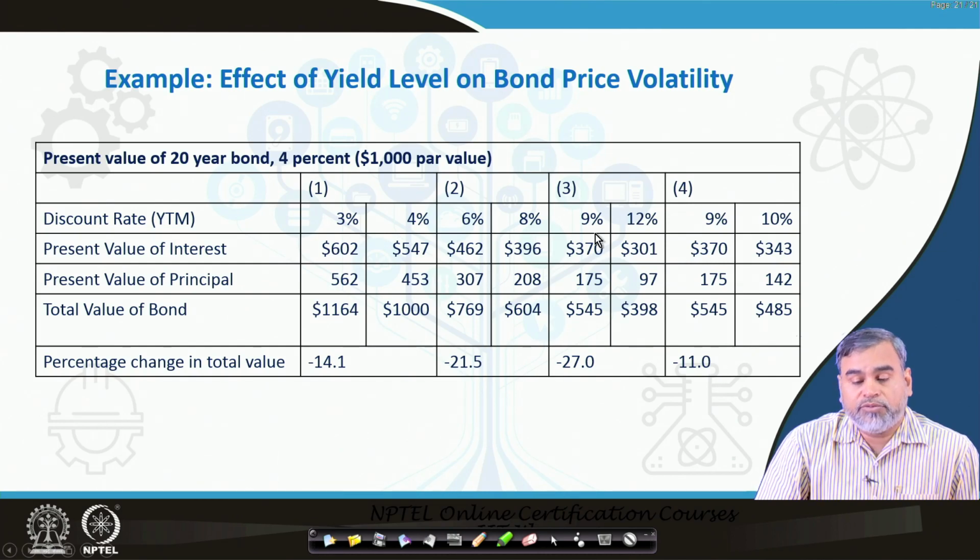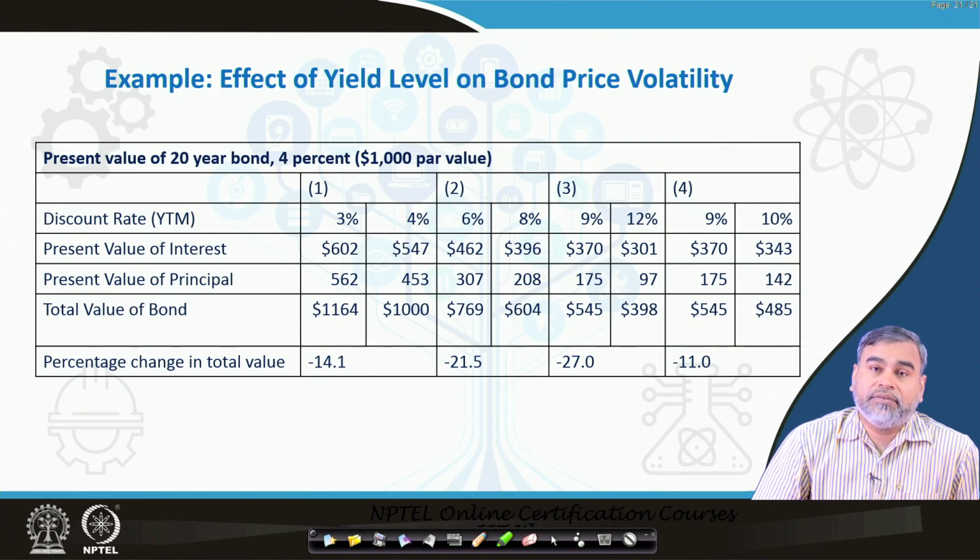The same thing you can observe here: whenever it is going from 6 to 8, you will find a 21.5% change, but here, from 9 to 12, it is only 27%. So, what we can conclude is that at a lower yield, if there is a change in the interest rate, then the impact on the total value of the particular bond will be more than when the discount rate or the yield is higher.